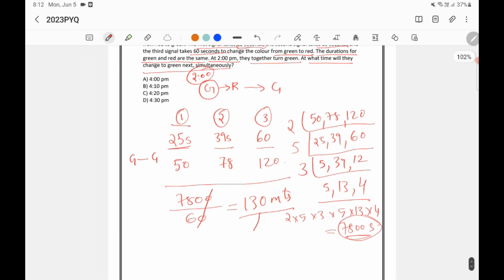So after 130 minutes, they are all becoming green again together. Okay, so 60 minutes means 1 hour. 120 minutes means 2 hours. So this is 2 hours and 10 minutes. So at 2 o'clock, they were all green. After 2 hours 10 minutes, that means 4:10, right? So at 4:10, they will all turn green again. So answer is option B, 4:10.